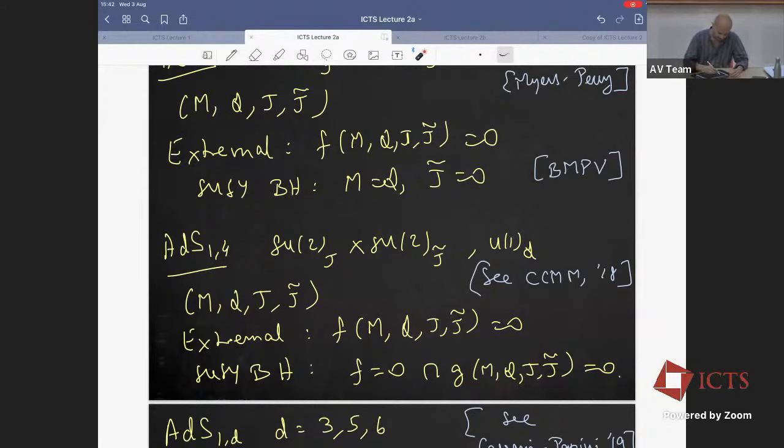So there was a diagram of this type. That was extremality and that was supersymmetry. Okay, so this I won't write out. Yesterday we already wrote it, and the black hole lives here at the intersection. So there's a two parameter reduction.